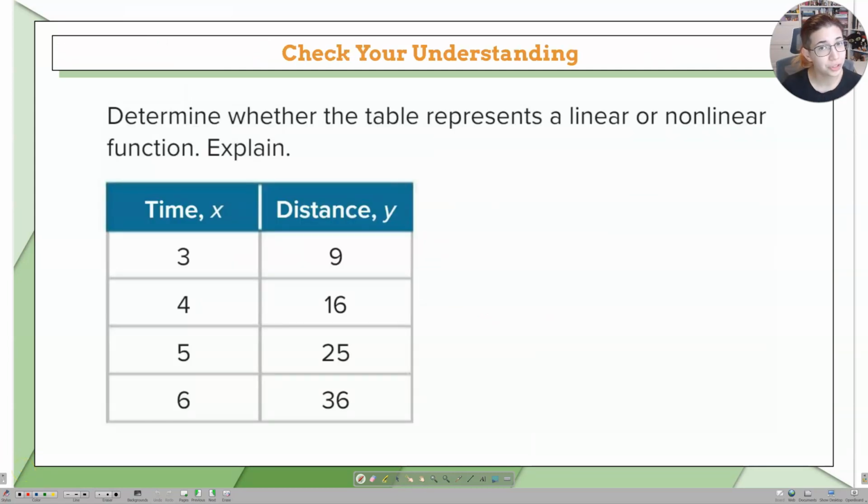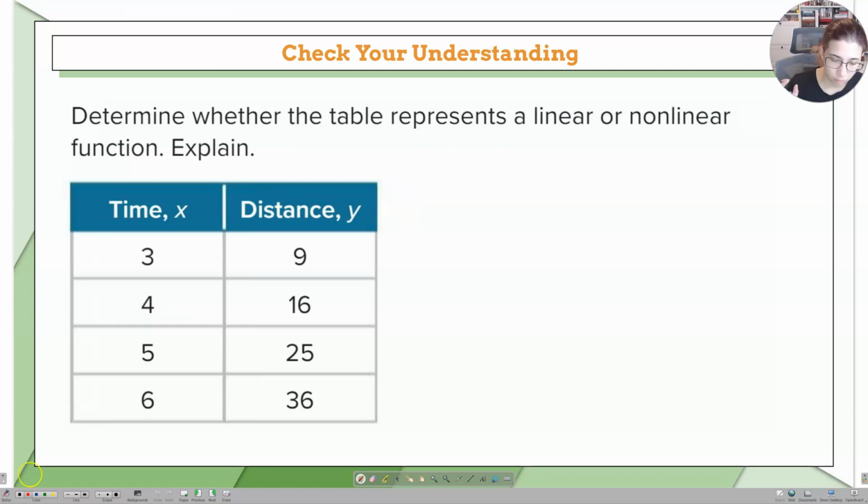And now it's time to check your understanding. Determine whether the table represents a linear or nonlinear function, and explain your reasoning. And yet again, we want to figure out if the rate of change is constant. And we can do that by looking at the change in y and the change in x. So let's see, we go from 9 to 16 with plus 7. 16 to 25, what is that, plus 9? And then 25 to 36 is 11. And over here we get plus 1, plus 1, plus 1.